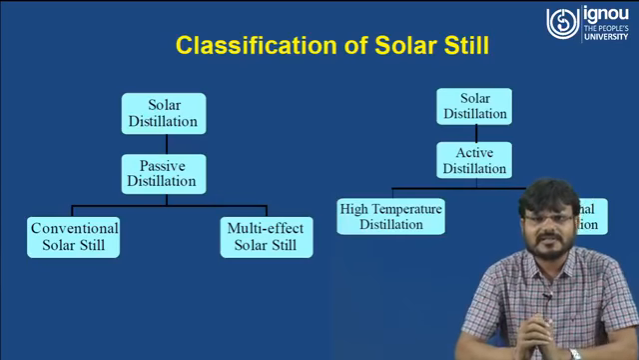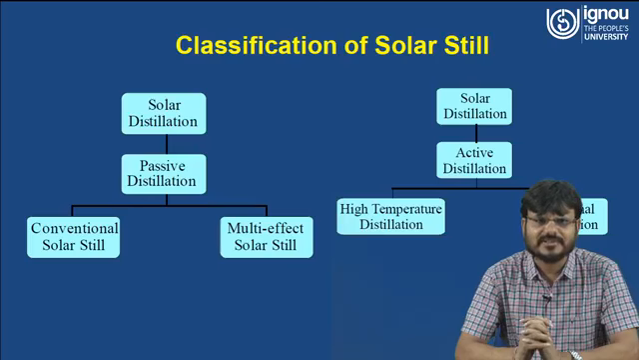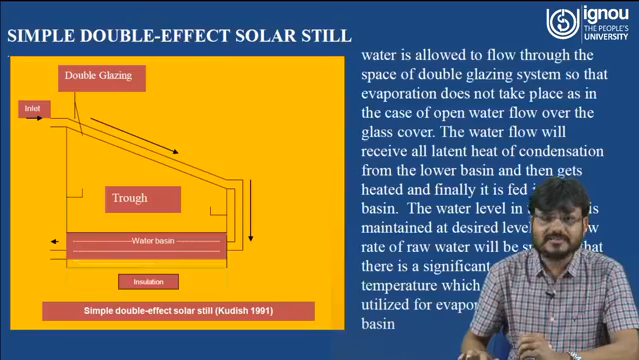Now you have to understand the classification of the solar still. Basically, solar still is of two types. One is passive, another is active. Passive solar distillation can be classified as conventional solar still, and second is multi-effect solar still. Similarly, active distillation can be classified as high temperature distillation and nocturnal distillation. So this is the classification.